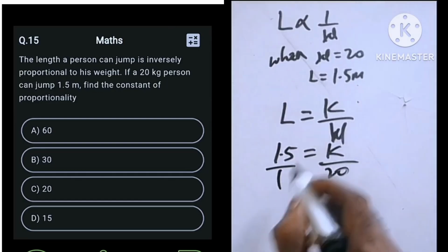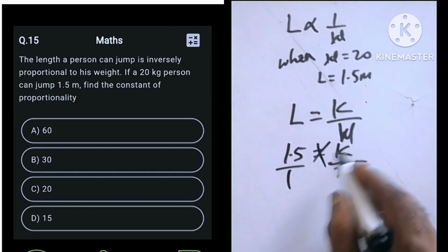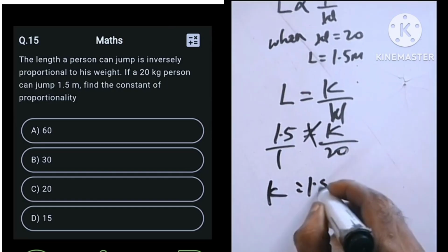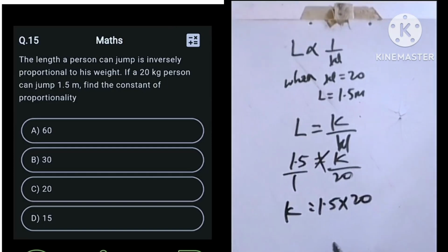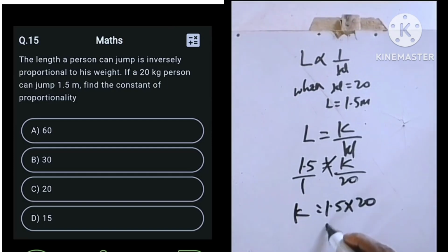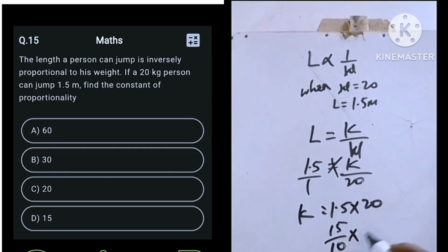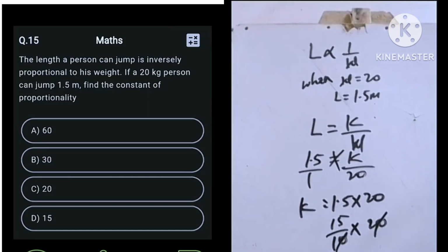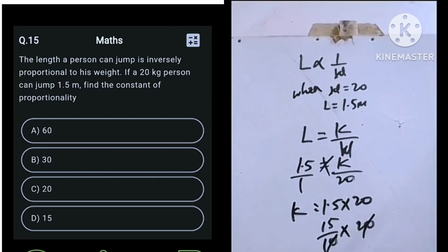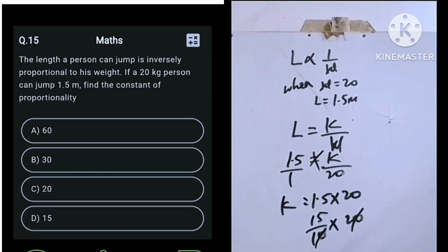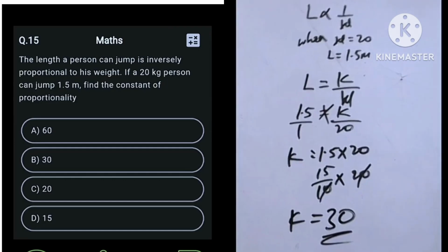So at this point, take over 1 and cross multiply. This time our K now becomes 1.5 times 20. And this 1.5 is the same thing as 15 over 10 times 20. So this, we cancel this. So your answer, our K, the constant of variation, is 30. So the answer will give you 30.